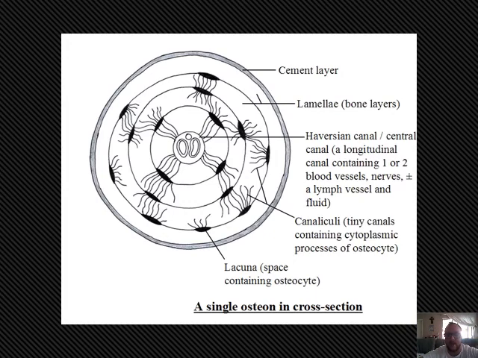You have your cement layer right on the outside to make sure everything stays inside. We have the lamellae or bone layers. We have the Haversian canal, which is a central canal which has blood vessels, nerves, and lymph vessels. We have the canaliculi, which are tiny canals containing cytoplasmic processes of osteocytes, so they can actually put their cell membranes through there. And then we have the lacuna, which is a space for the osteocyte. Nice and easy. One thing to draw, a couple of things to recognize, and you need to know every single one of those labels.